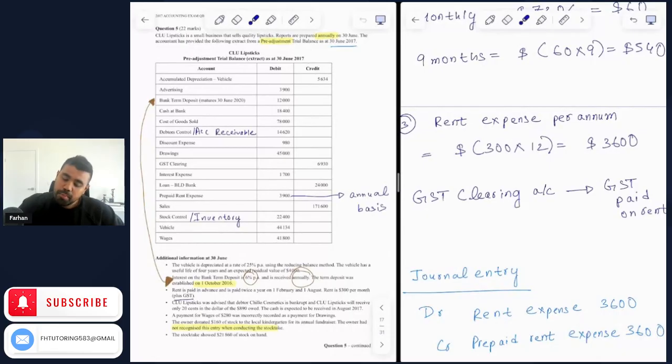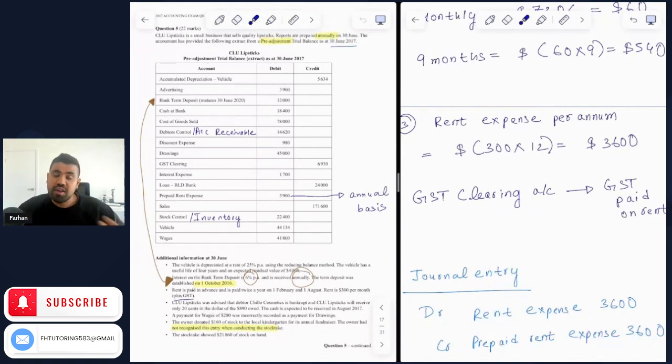Now, the GST that we are paying on rent is not a part of the total expense that we are going to report within the income statement. It is rather going to the GST clearing account, which by default is a liability account. So any GST that we're paying on rent is basically going to the GST clearing account to offset the obligation that we have towards the ATO in terms of GST that we collect from our customers.